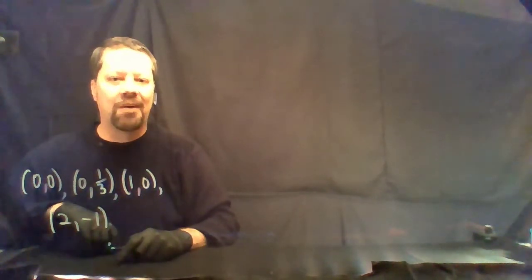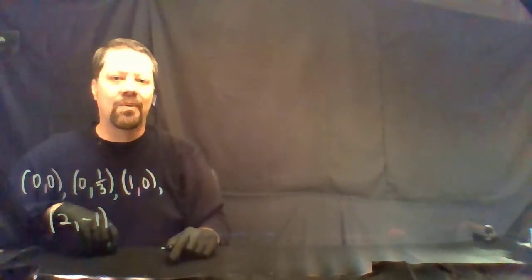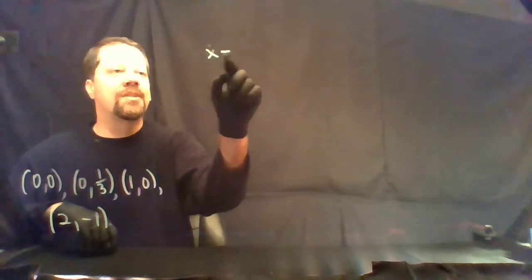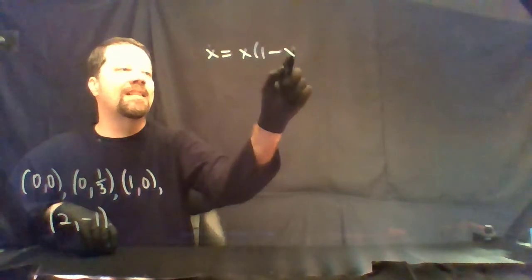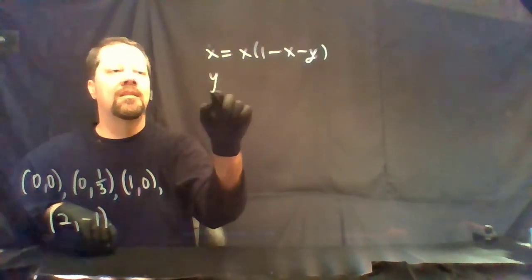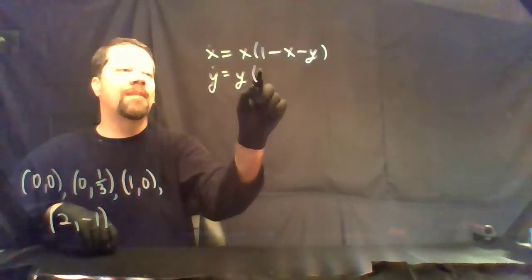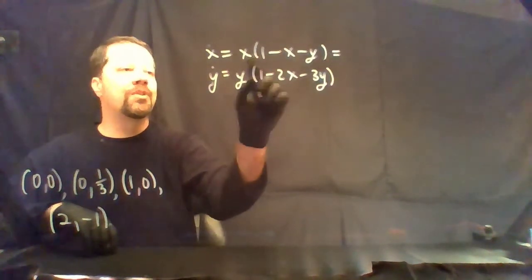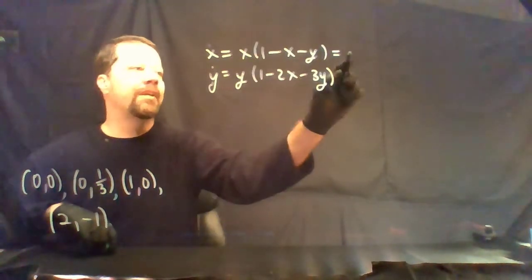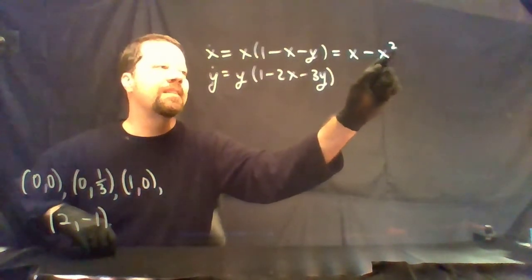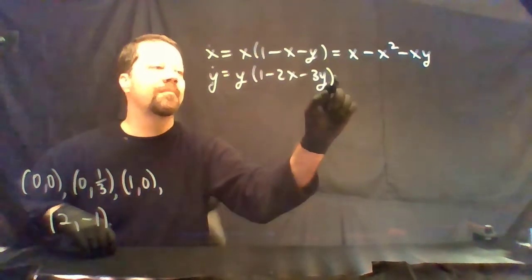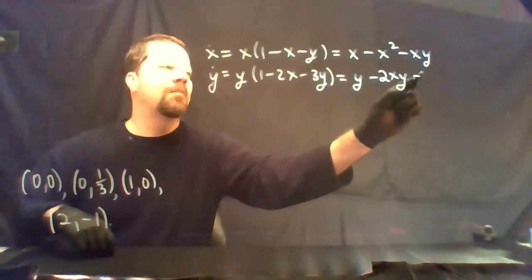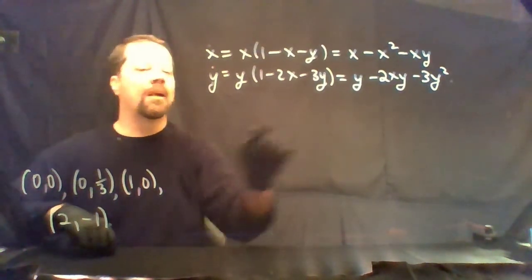You're going to need to remember how we solved that system of equations for the exam. Keep in mind our equations are x dot equals x times 1 minus x minus y. Y dot is y times 1 minus 2x minus 3y. We're now going to distribute these leading factors here. We'll have x minus x squared minus xy and y minus 2xy minus 3y squared.